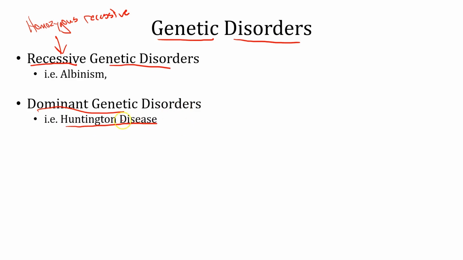Somebody that inherits just one chromosome that contains the Huntington disease allele would have this genetic disorder. They don't need to have two recessive alleles to have it, only just the one dominant, and that will be the one that is phenotypically expressed or shown by the organism.